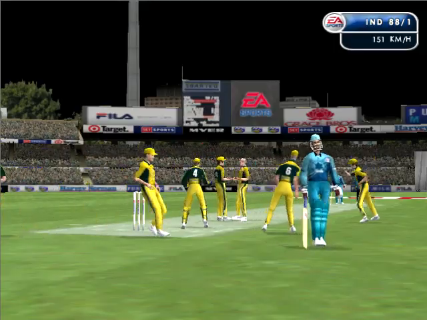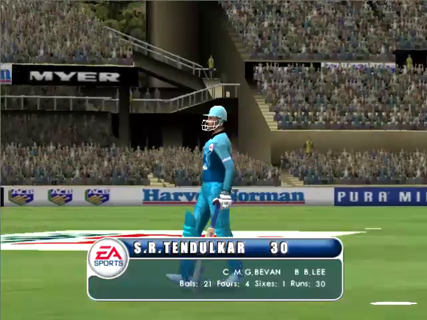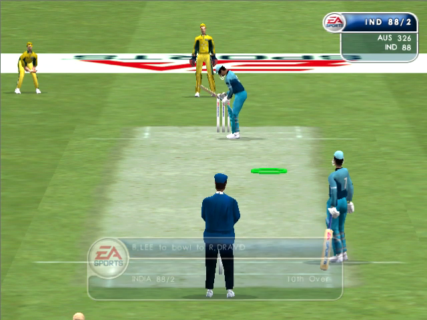Amazing catch. That was an important catch. He did very well to hang on to it. Tendulkar makes his way back to the dressing room. Dravid takes guard.